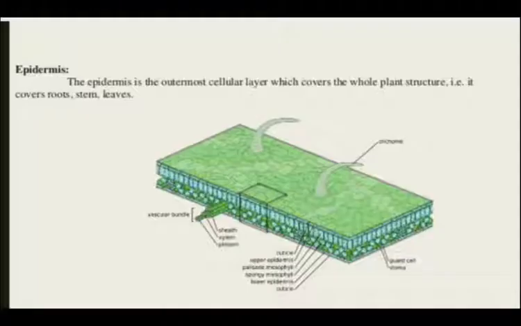Let us learn about epidermis. Epidermis is also called epidermal tissue. This epidermis means the outermost cellular layer which covers the whole plant body. It may be the stem, leaves, root, the whole plant body is covered with a structure that is called epidermis or epidermal tissue.